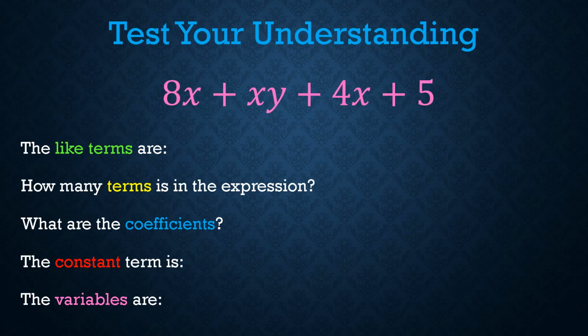Let us identify the terms, the like terms, the coefficient, variables, and even constants in the following expression: 8x plus xy plus 4x plus 5. You can pause this video for a moment and attempt to answer these questions that follow. The like terms in this expression, remember, like terms are terms that have the same variable. So we have 8x and 4x being considered like terms.